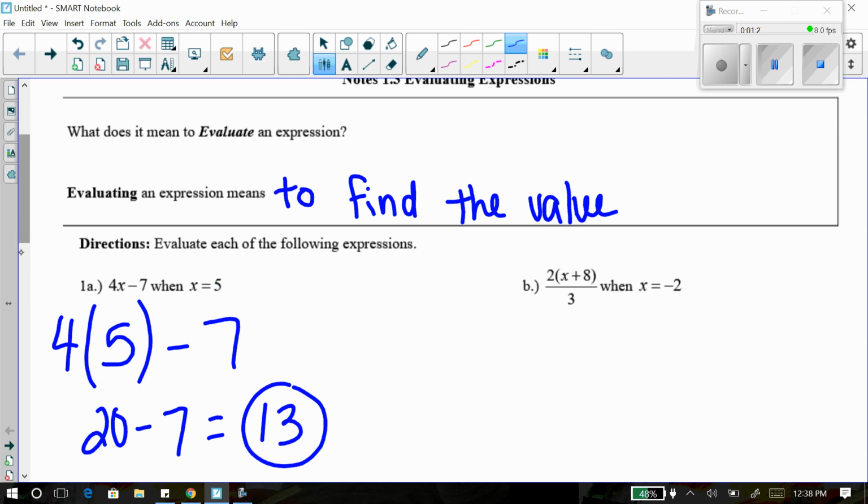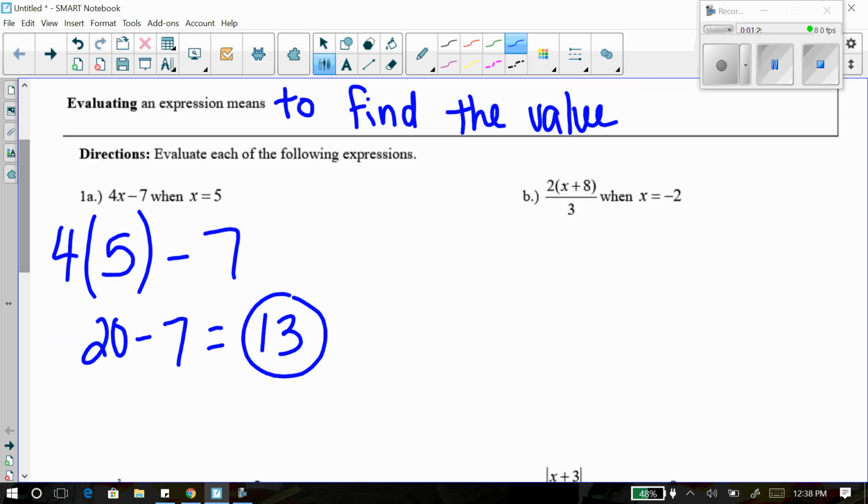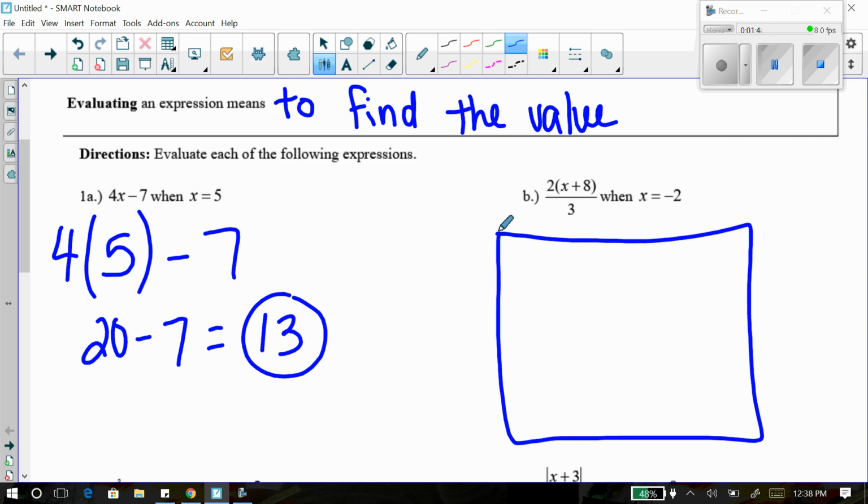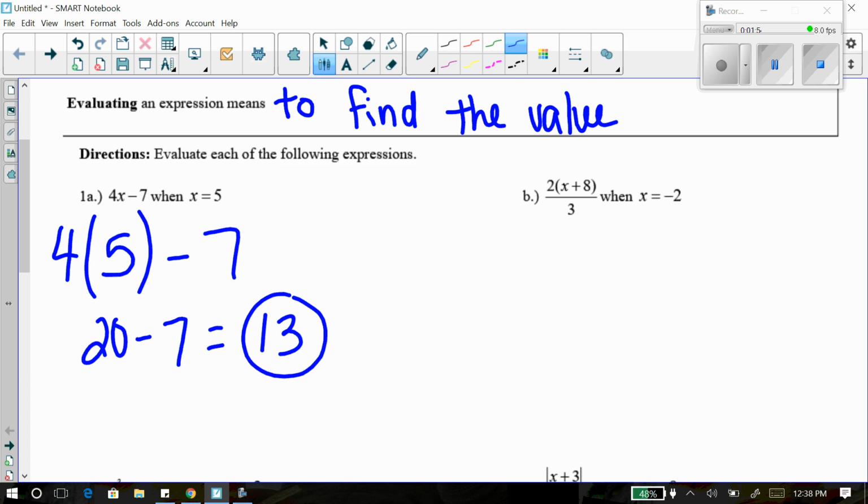Let's try B. Now I know B is not filled in for you on your notes. I either want you to, one, type in your work, or two, do your work on a piece of paper, take a picture of it and insert it right there. You have two options, okay? Let's do this problem together.